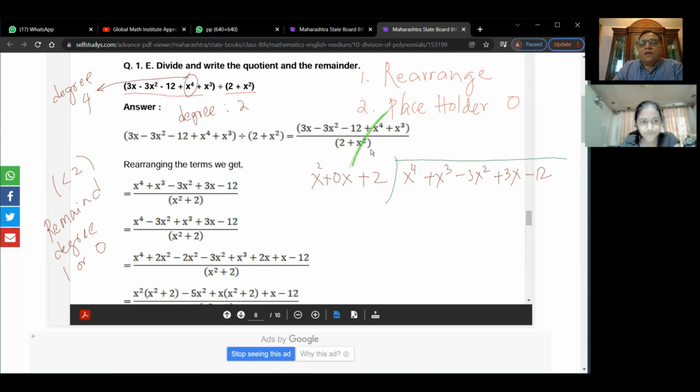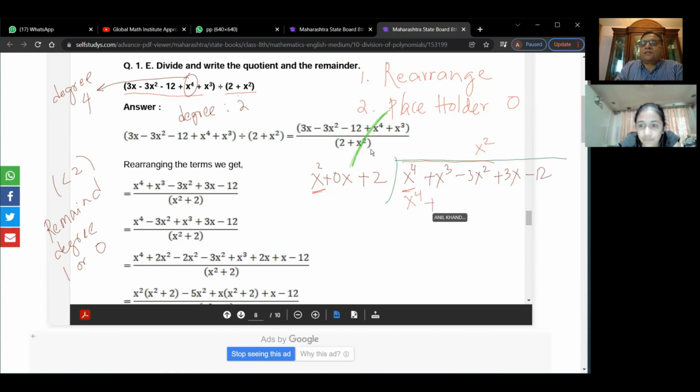Very important question. So first thing, compare x square with x to the power of 4. And we have 3 terms to involve, correct? Because x square, 0x and 2. So it will go x square times, right? So multiply with x square, you get x to the power of 4.